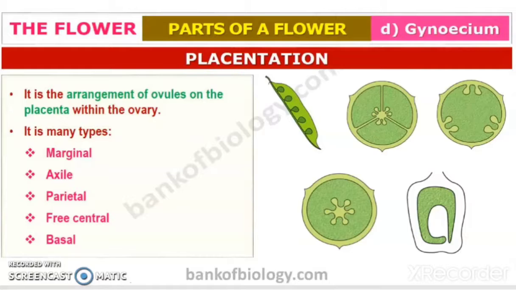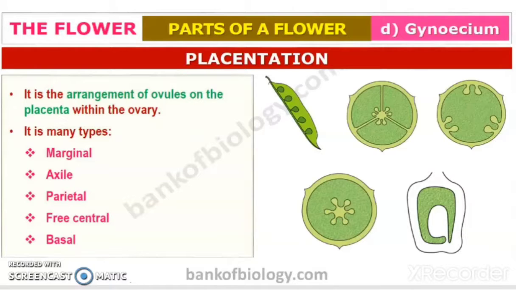So arrangement of ovules on the placenta within the ovary is called placentation. And this placentation is of many types. So they are of 5 types: marginal, axial, parietal, free central and basal.